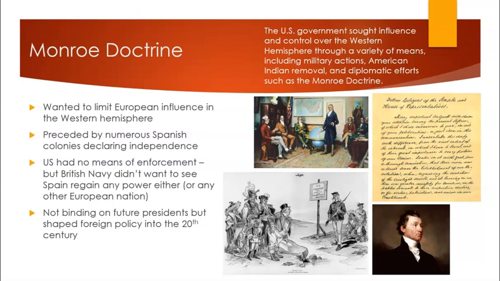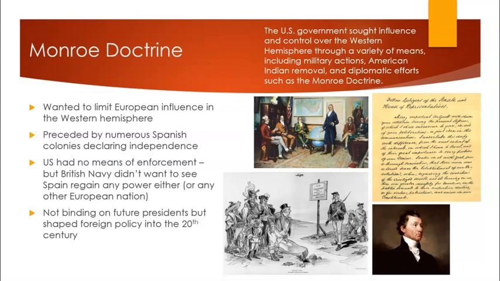Now, the American people loved it, but really we had no way of enforcing it. But Britain agreed with the basic sentiment because they wanted to weaken their European rivals and establish trade with these new Latin American countries, so the British Navy became the true enforcement of this policy rather than anything the Americans could have done. And even though it wasn't binding on any future presidents, the Monroe Doctrine would help shape U.S. foreign policy for many years, well into the 20th century.